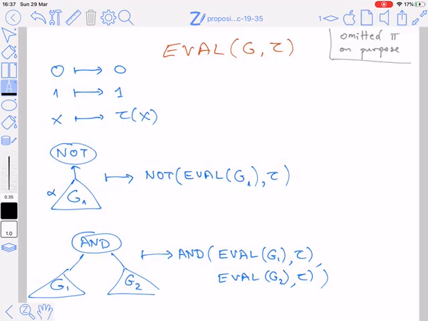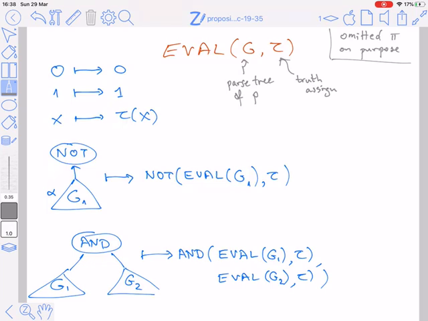I will start with a graphical depiction of what the algorithm does. I'm omitting the pi, the labeling of the nodes in the parse tree, on purpose. So, consider the parse tree of our formula P, denoted by G, and the truth assignment tau. So G, let me emphasize, is a parse tree of the formula P, and tau is our truth assignment. Okay, now how does this algorithm work?